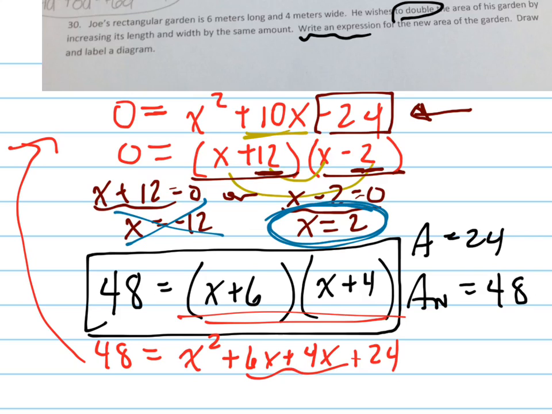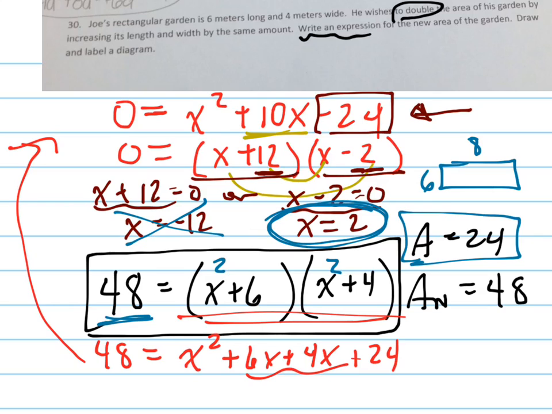but it can equal positive 2. And to check our answer, let's plug it back into the original. 2 plus 6 is 8, 2 plus 4 is 6, 8 times 6 is 48. So when I add 2 to both the length and the width of my original rectangle, instead of being 6 by 4, it becomes 8 by 6, and the area turns into 48 now.